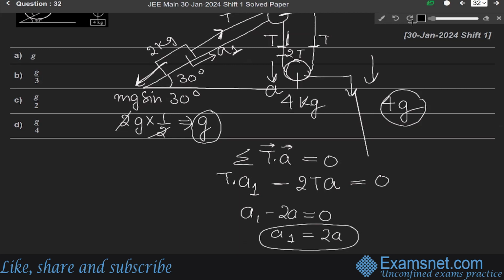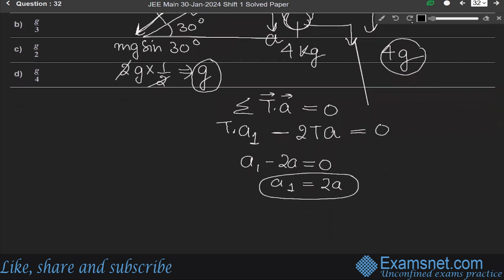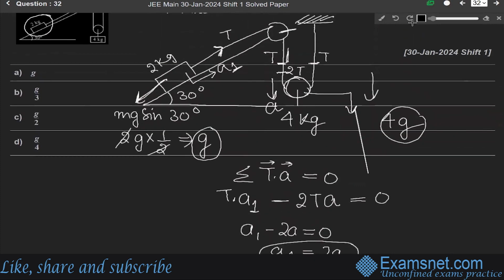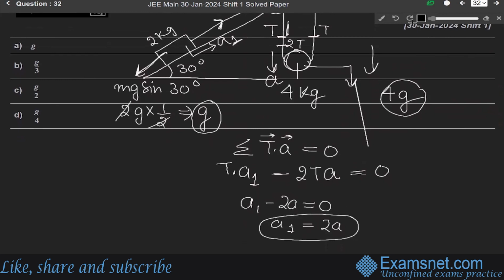Now we have to find the value of A, and then we will get the acceleration of the block of mass 2 kg. For this block, since the tension is in this direction, we write the equation T minus g equals mass into acceleration. Mass is 2 and acceleration is A1, which means 2 into 2, 4A. And for this block we write 4g minus the tension in the upward direction equals mass into acceleration. Mass is 4 kg and acceleration is A.